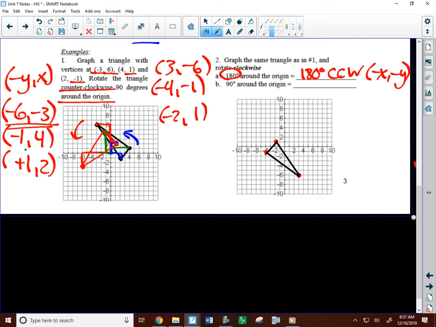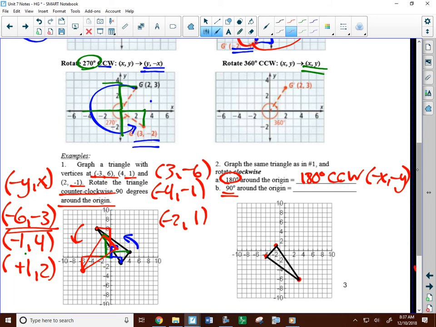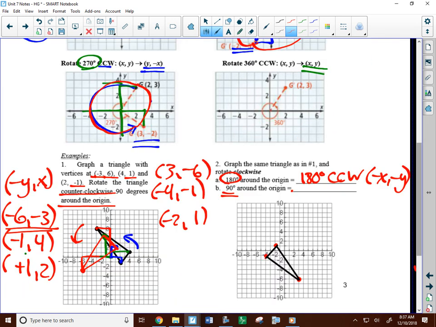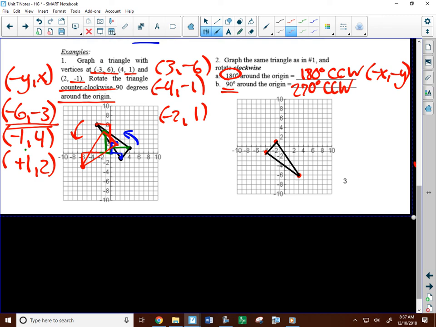Okay, last one I'm going to do is 90. This was clockwise. I haven't talked about clockwise, but you can just translate it into one of these. 90 degrees clockwise is the same as 270 counterclockwise. So actually, that's why I wrote this. It's actually the same as 270 degrees counterclockwise. So this rule is y, negative x. Or you could do it graphically the counting way.